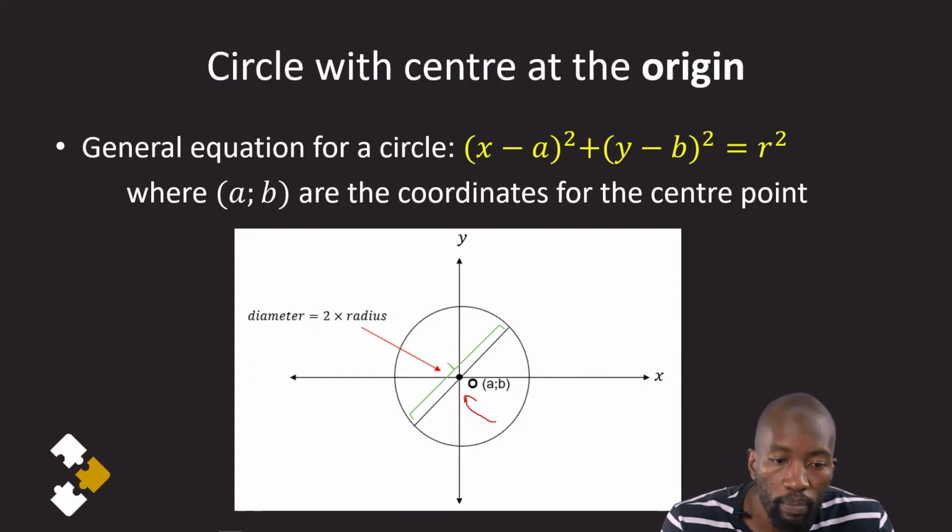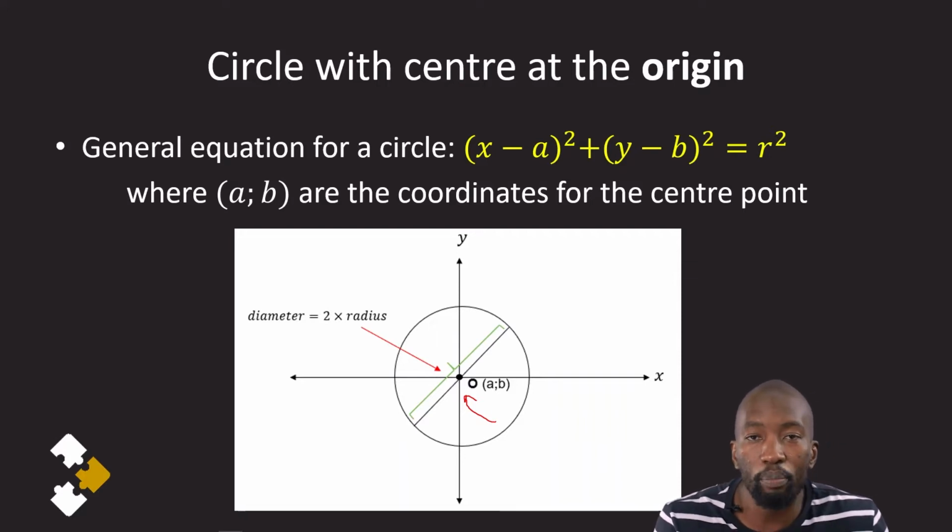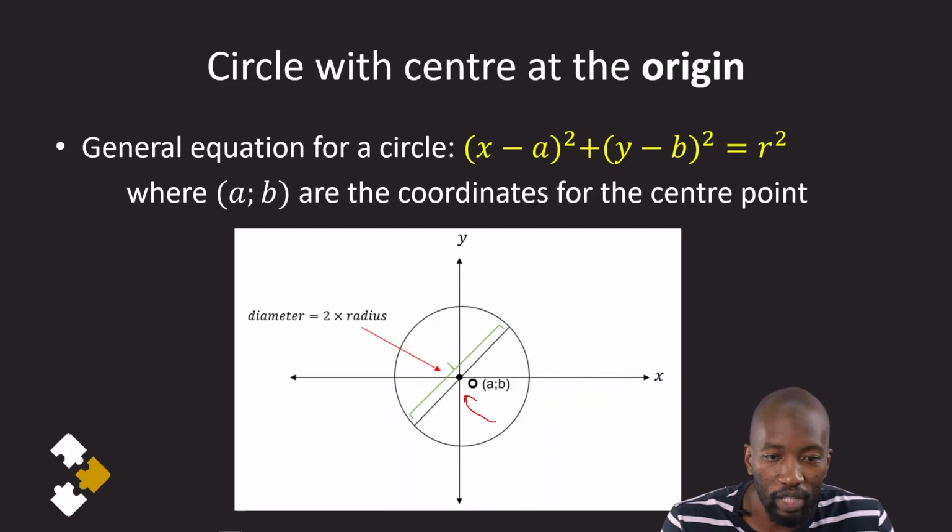And remember that a line going from the circumference through the center to the other side of the circumference is a diameter, and a diameter is just two radii put together. Now let's carry on.